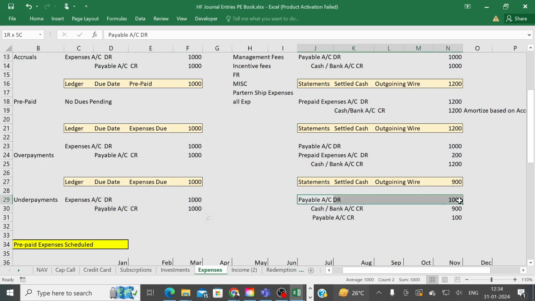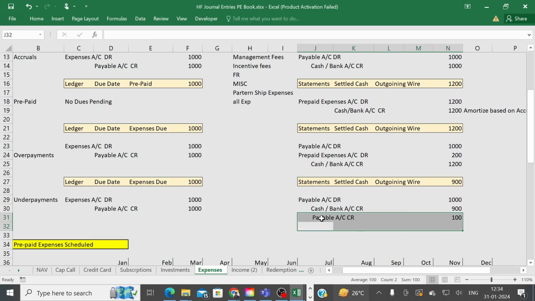And when that payable is actually settled in the bank account, your accounting entry would be payable account debit, cash account credit, and again payable account credit. So the remaining portion you can update as payable again. The reason is the fund manager will reprocess payment for that particular portion in future. That's the assumption.